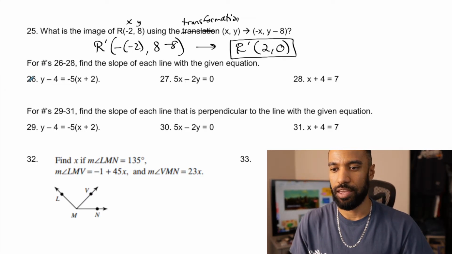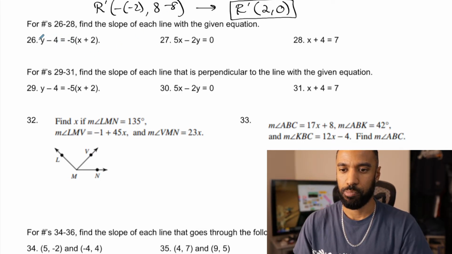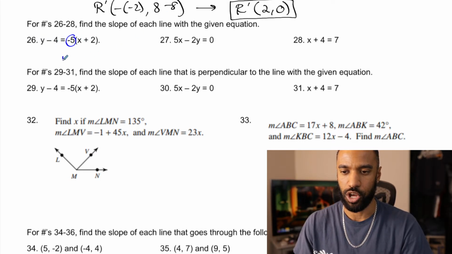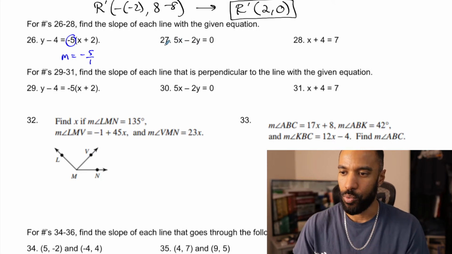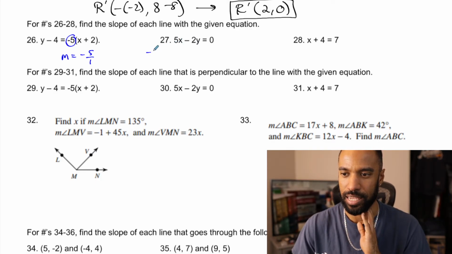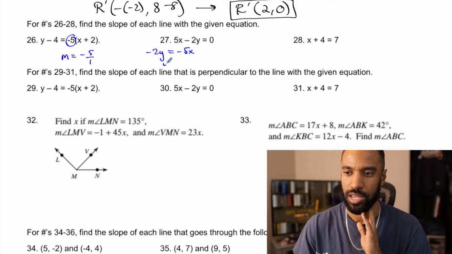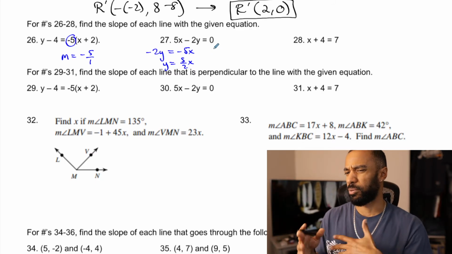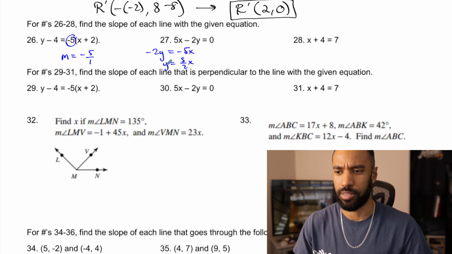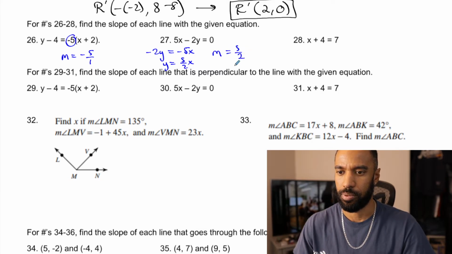Okay, numbers 26 to 28, find the slope of each line with the given equation. This is point slope form here. That is the slope in point slope form, so it's -5. I'm going to happily write -5/1 for you guys. This is standard form. You want to get it into slope intercept form by getting y by itself. -2y equals -5x, subtract 5x, divide by -2, y equals 5/2 x. There's a +0 for the y-intercept, right? This is mx plus b, so the m is 5/2. That's the slope of that line.